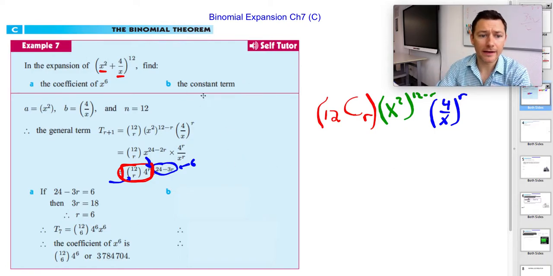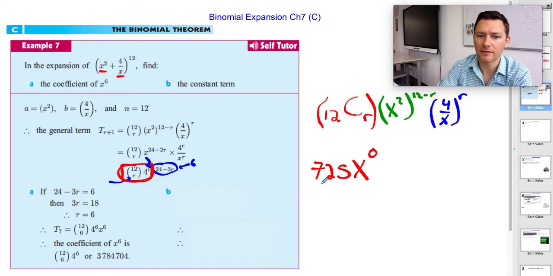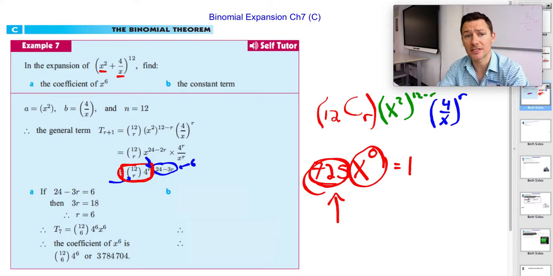Find the constant term. The constant term has x to the 0, and some number before it, say 725, making this part up. But this part, x to the 0, is 1, so it's 1 times whatever that number is in front. It has no more variables, which means it's constant.